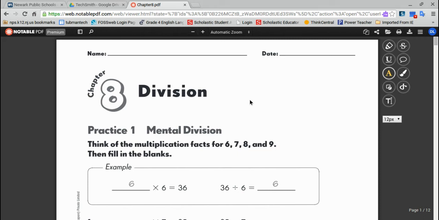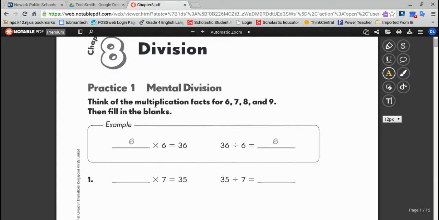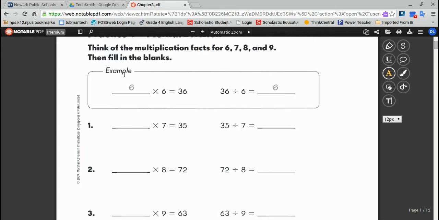This is page 147, Chapter 8, Division. Practice 1, Mental Division. Think of the multiplication facts for 6, 7, 8, and 9, then fill in the blanks. So if you look at our example, we have blank times 6 equals 36, and if we count our 6 multiples, we'll figure that out. We'll figure that 6 times 6 will equal 36. So 36 divided by 6 equals 6, because it's the inverse or the opposite of multiplication, which is division.